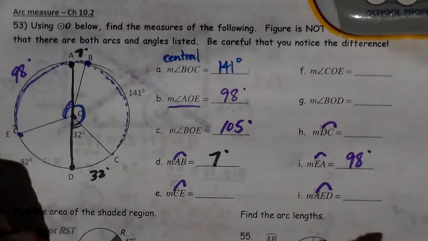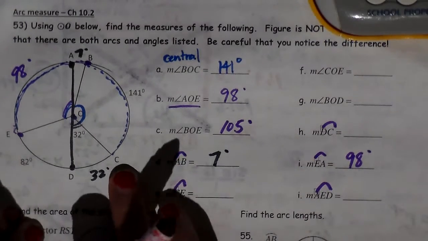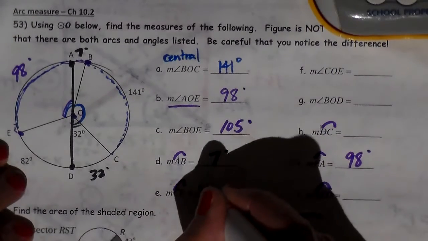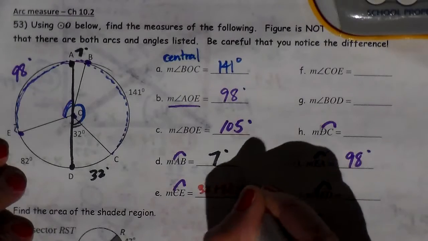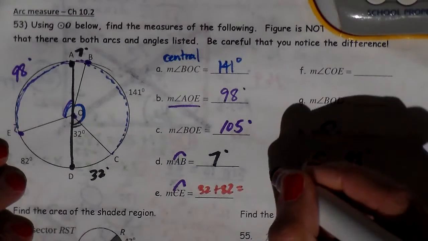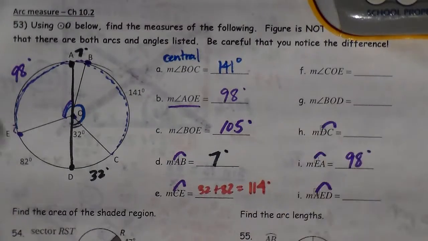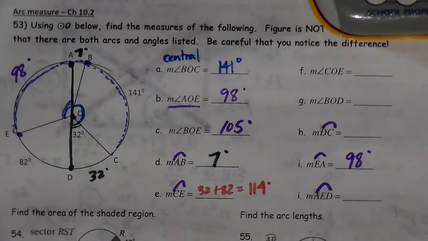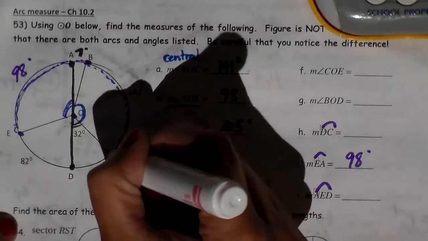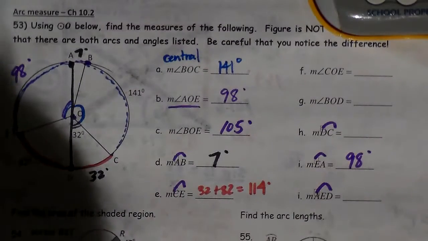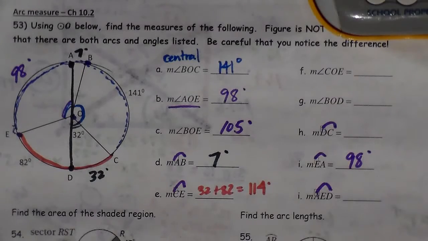So let's look at CE. CE goes from C to E, so 32 plus 82. And I'll go ahead and write that here so you can see it. 32 plus 82, which is 114. I believe that's 114. Okay, because that's from here to there. Okay, that's CE. So let's check out another arc.